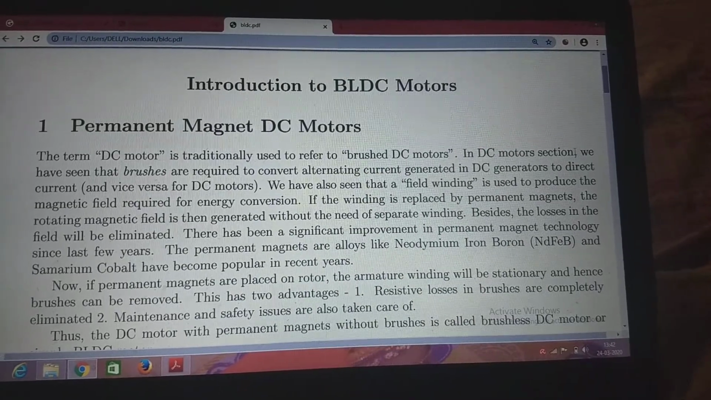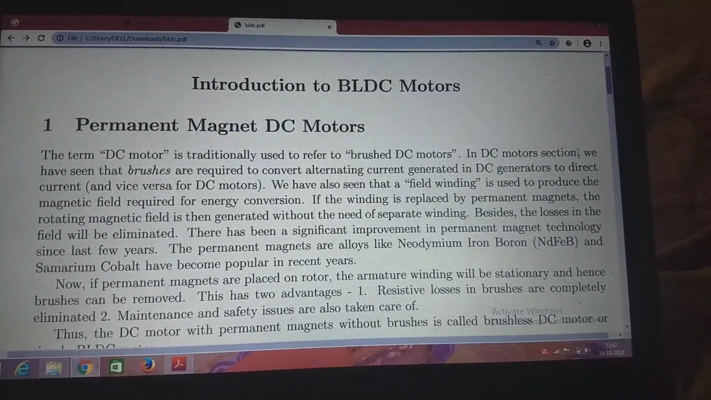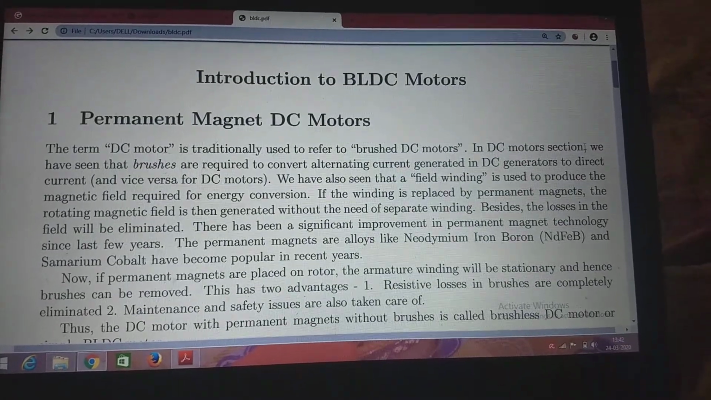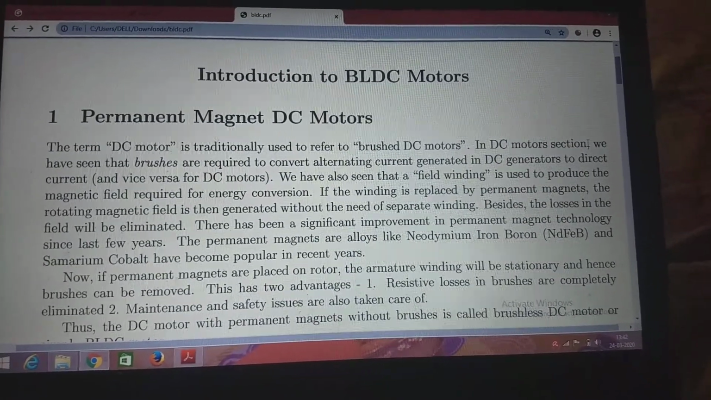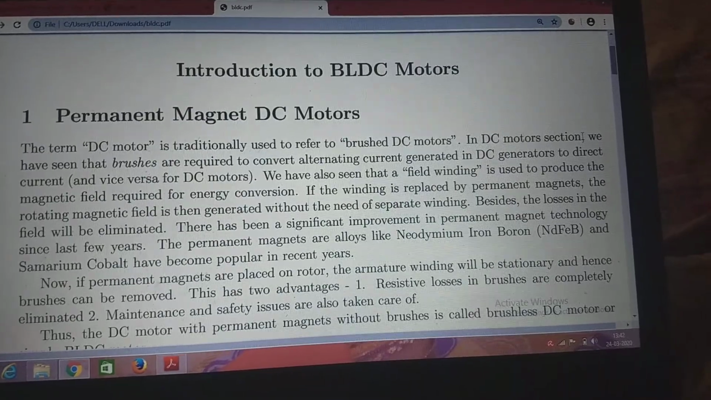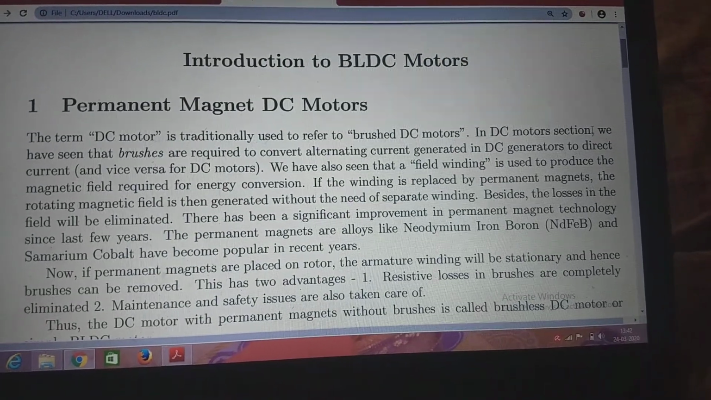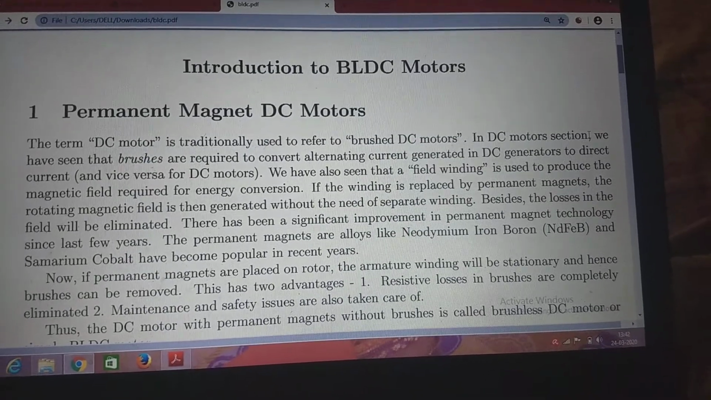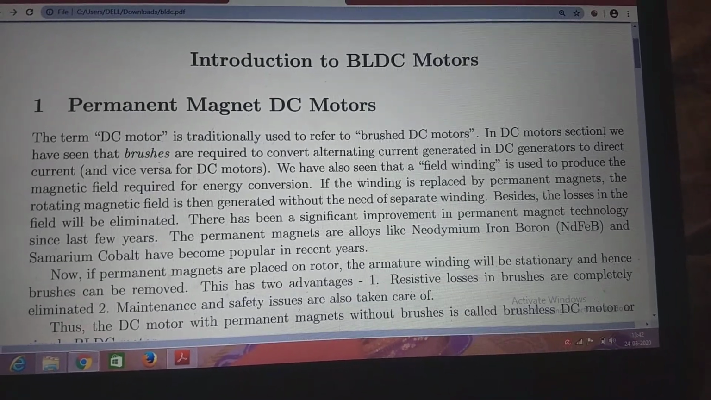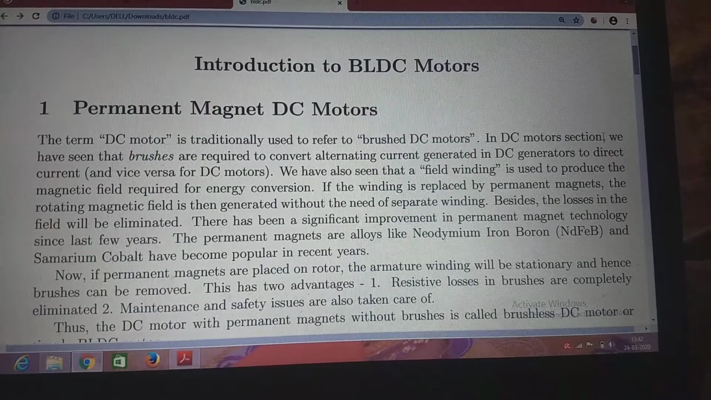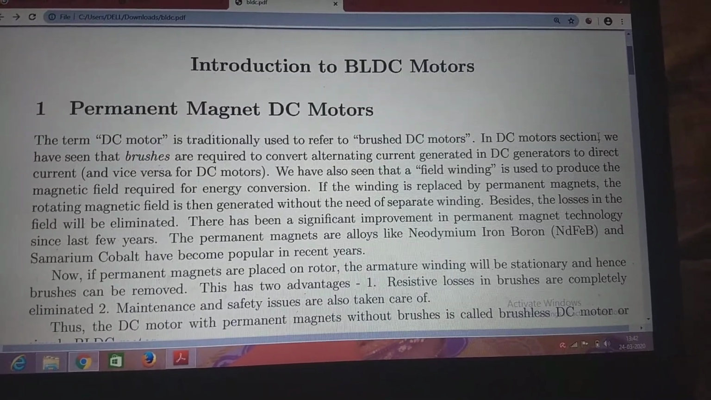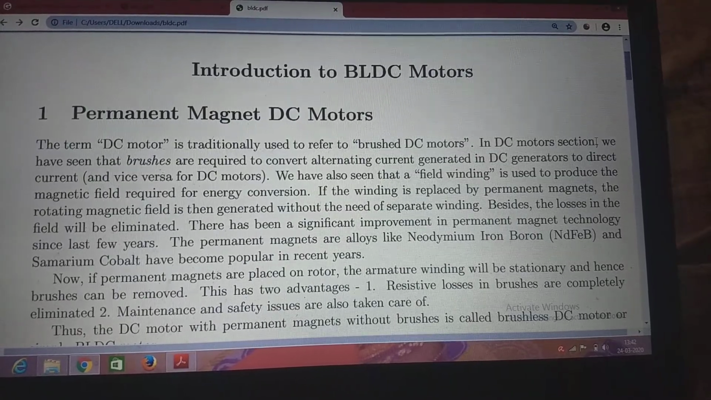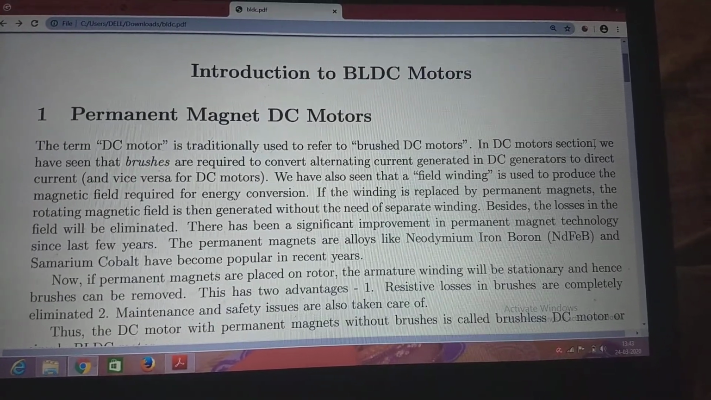Now what happens in BLDC motors is that this field winding, which is actually producing the magnetic field, if it is replaced by a permanent magnet, what will happen? The rotating magnetic field is generated without the need of a separate winding, right? So what will happen because of this? Losses will be eliminated, right?